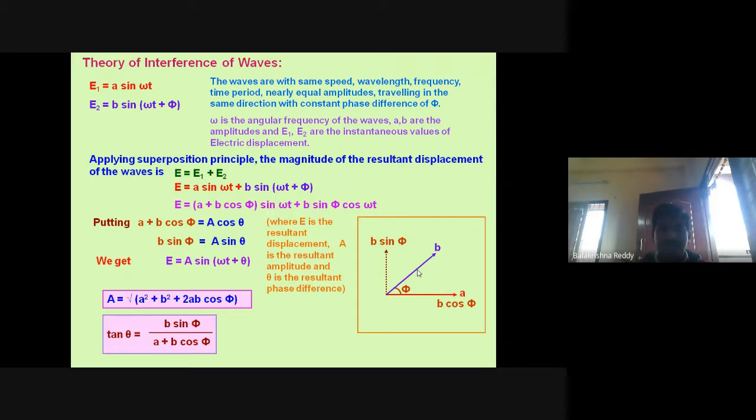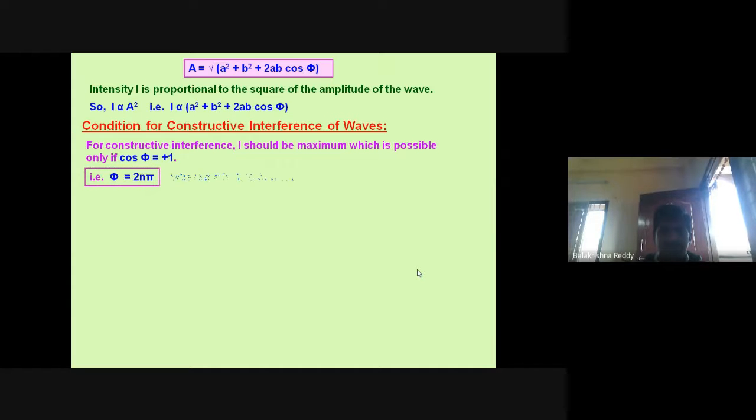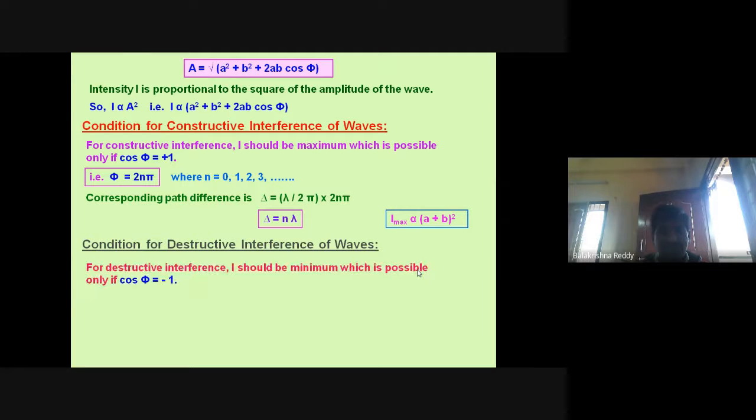B sin phi, B cos phi: if you see that, with respect to the resultant wave, B makes angle phi, and the resultant makes angle theta. So in the form of equations, we can obtain the resultant wave amplitude as well as direction this way. Since we know that intensity is directly proportional to the square of the amplitude, I is proportional to A squared plus B squared plus 2AB cos phi. And from this, we can write constructive and destructive interference conditions.